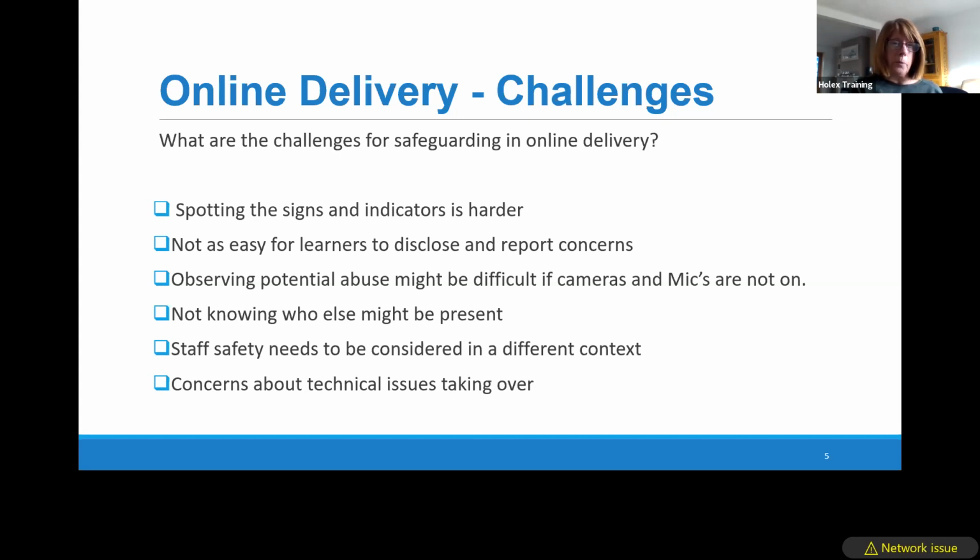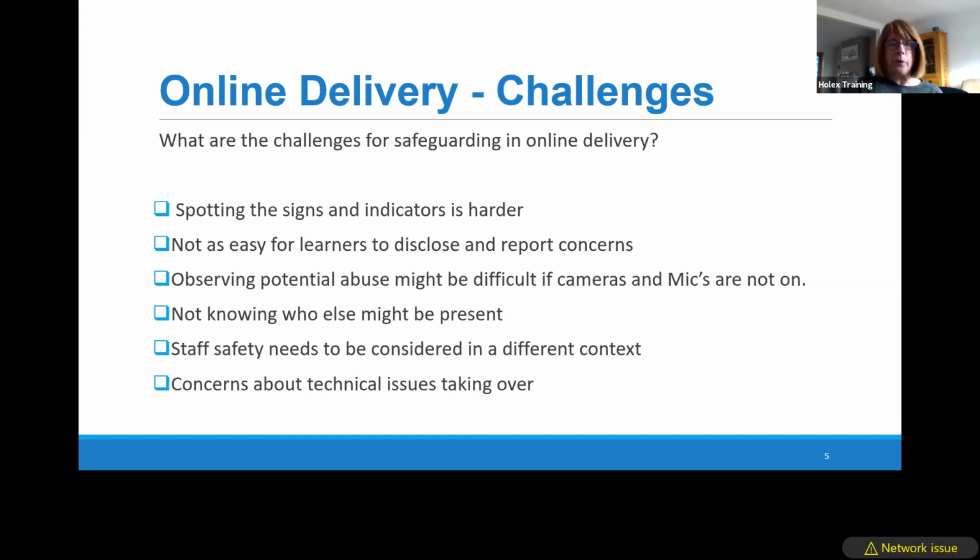It might be hard to observe abuse that is going on if cameras and people's mics aren't on. If cameras aren't on, if mics aren't on, you can't hear what's going on in the background, you can't see what's happening. There's a number of reasons why people will not want to have their camera on, depending on their environment. There may be children playing in the background or something if they're homeschooling. There may be noises, distractions, but if you can't see all this, then it's difficult to pick up potential abuse.